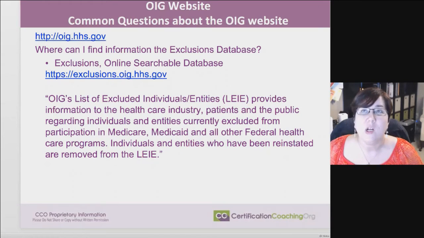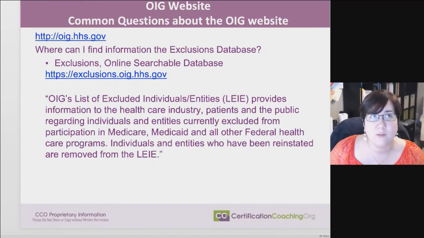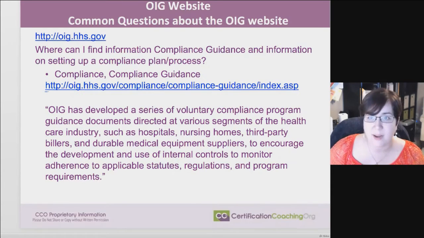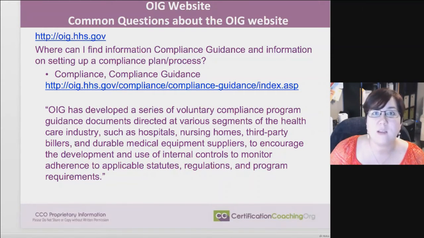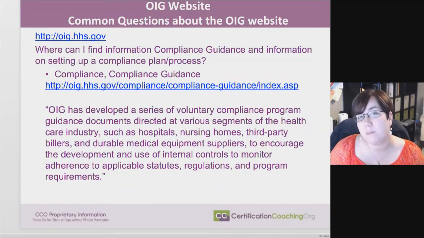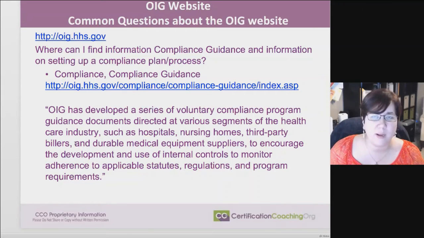All right, so we've talked about the work plan. We've talked about the exclusions database. The next thing that I get a lot of questions on is, well, where can I find more information on compliance? I need guidance. We need to set up a compliance plan. We've been told that compliance plans are non-mandatory for our type of organization, and we have one, but I think we might be missing a few things. And we really want to make sure that we've covered all of our bases. Where can I get this information?